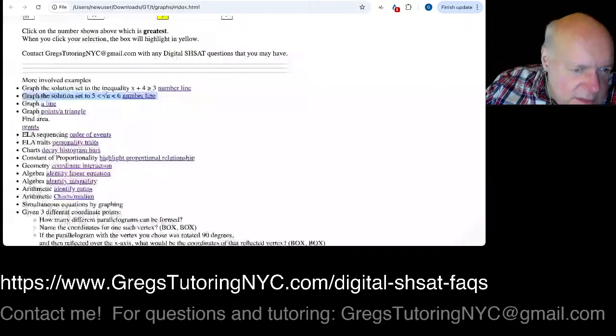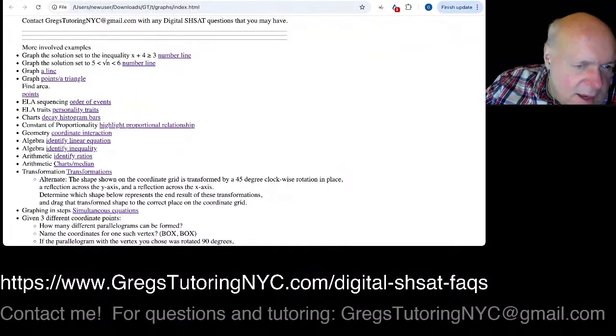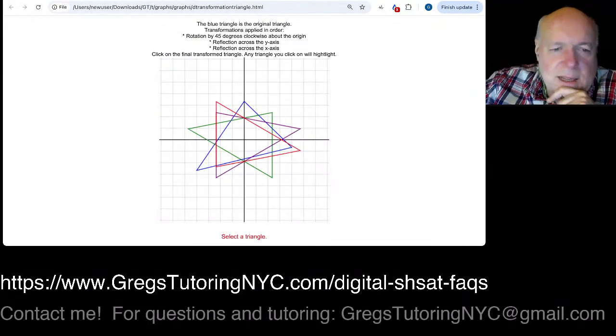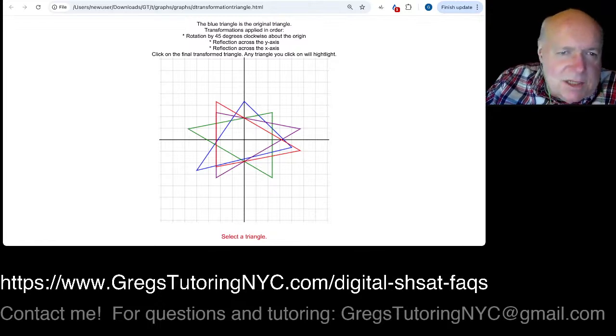Let's see here. I did do some more things. Let me refresh this and see if they pop up there. Yeah, there we go. So we have a bunch of transformation things here. So this one looks a little dizzying. It's asking you to select one of these triangles based on starting with the blue triangle. And if you click on a triangle, it boldfaces. So we can use that.